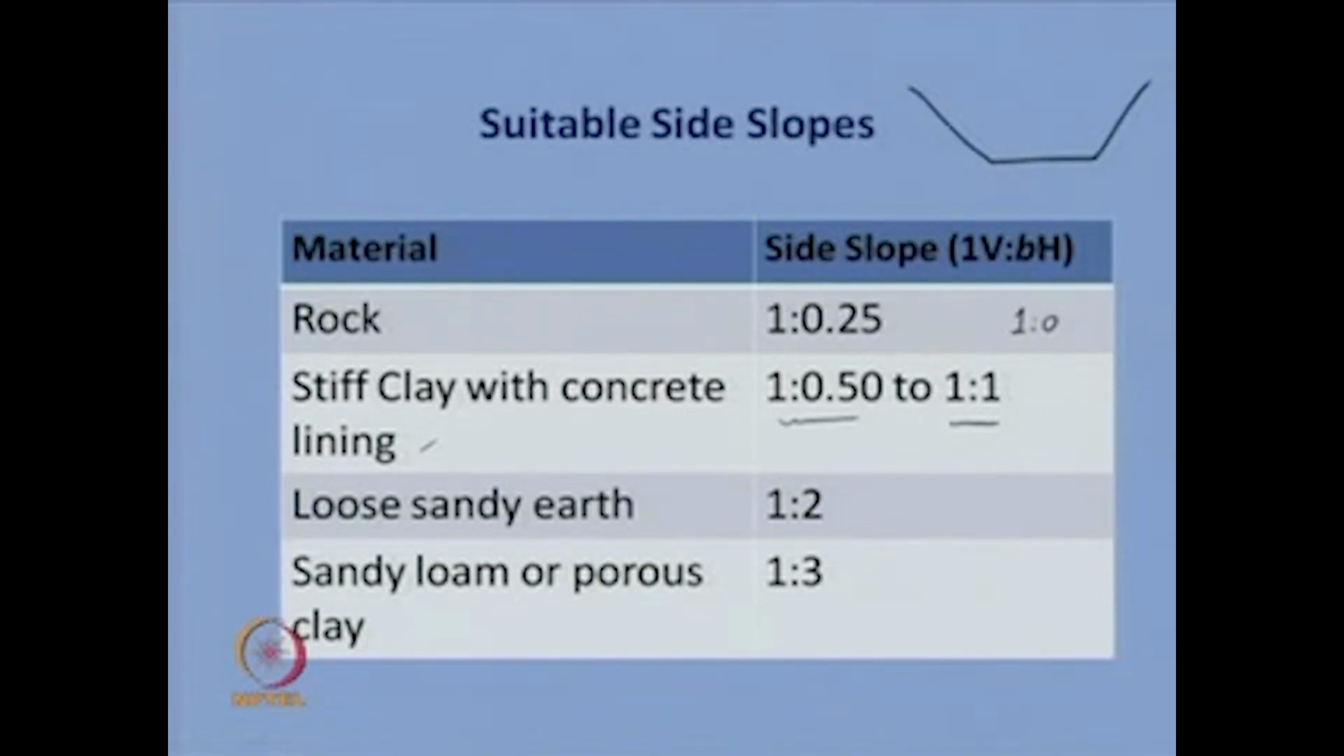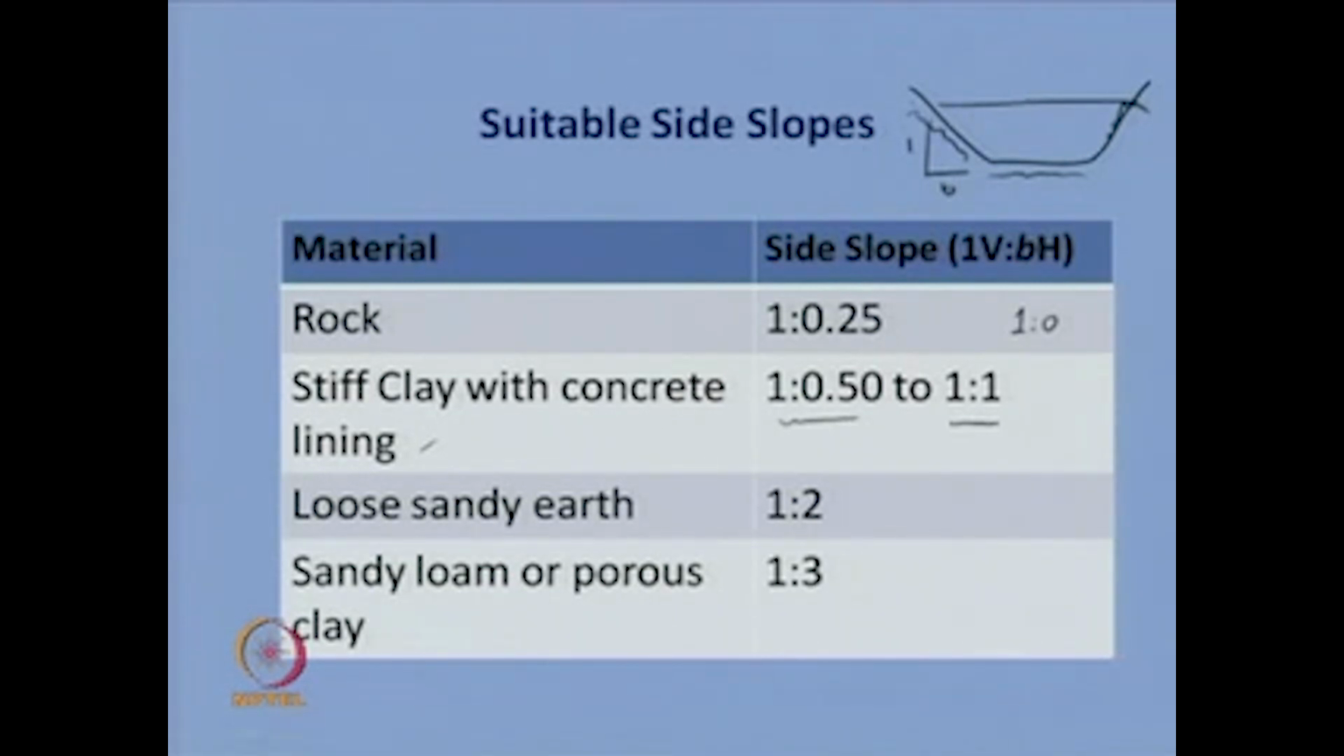So, let me draw the thing here. So, your 1:B, this is the thing suggesting the side slope. So, for stiff clay this 1:B is almost 1:1. For loose sandy earth this is 1:2. For sandy loam or porous clay this is 1:3.